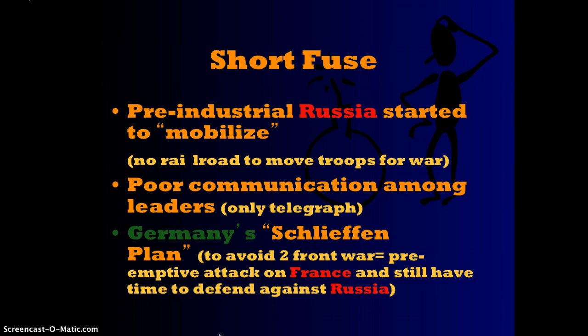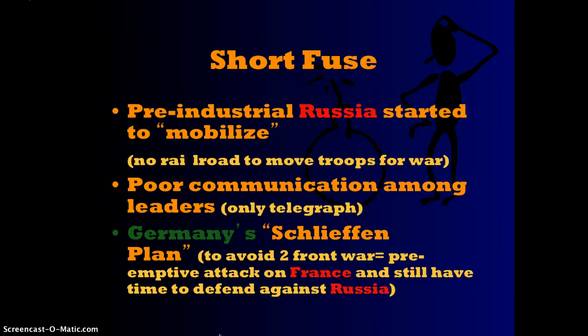So to review, the short fuse, there were three reasons. Russia was pre-industrial, so they had to start moving their troops early in order to get them to the border in time. There was no good communication among the leaders, so Germany didn't really understand why Russia was moving to the border, and they felt like it was aggressive.